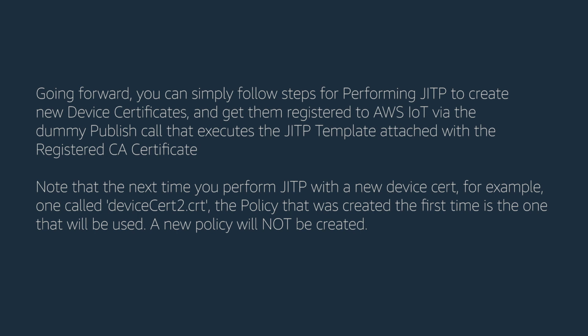registered to AWS IoT via the dummy publish call that executes the JITP template attached with the registered CA certificate. Note that the next time you perform JITP with a new device cert, for example, one called device cert2.crt, the policy that was created the first time is the one that will be used. A new policy will not be created.